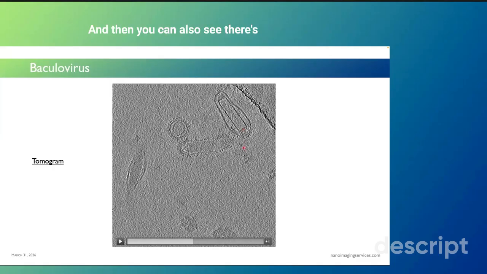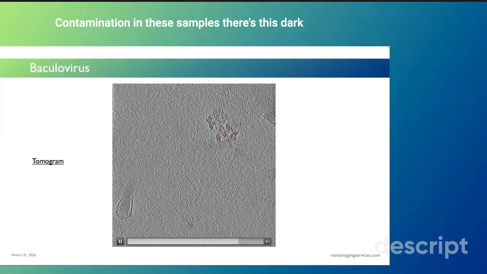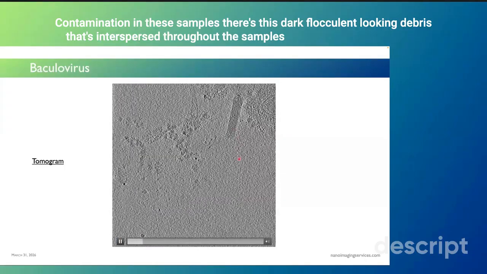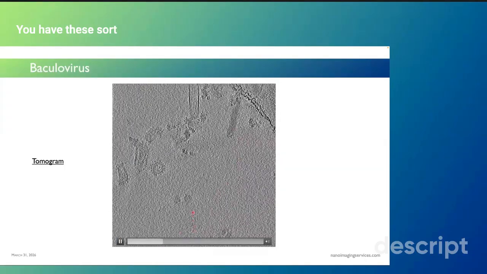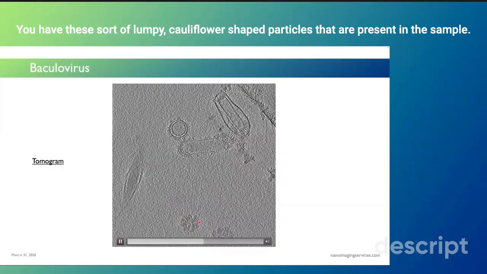And then you can also see that there are different types of debris or contamination in these samples. There's this dark flocculent looking debris that's interspersed throughout the samples. And in other areas you have these sort of lumpy cauliflower shaped particles that are present in the sample.